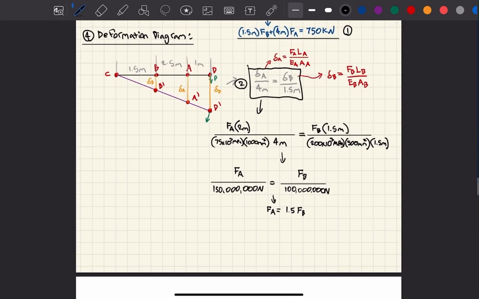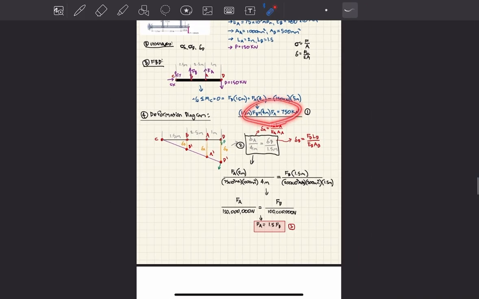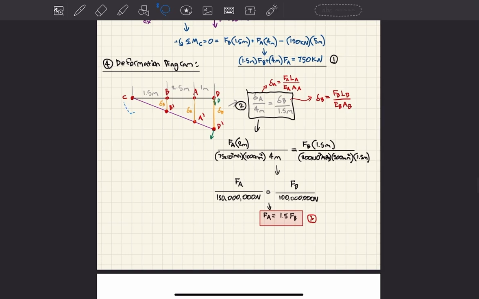And finally, we can call this our equation 3. So from looking at the deformation of our system, we've successfully found an equation that's linearly independent from our original force equation, right? So now we have two linearly independent equations with two unknowns. We can easily solve for FA and FB. So that's what we're going to do now, but let's make this much smaller.